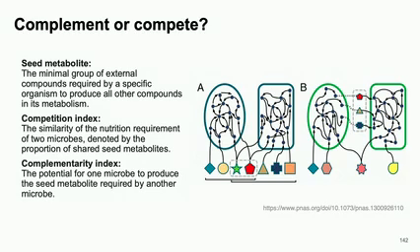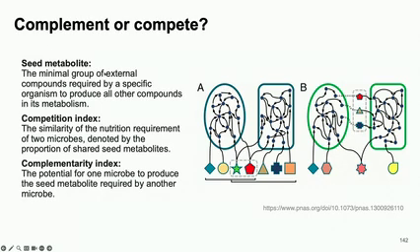If we want to do this, we need to really leverage these GEMs, and we need to identify what these microbes need in order to survive. This is called the seed metabolites. They need to obtain this nutrition from the environment to survive.